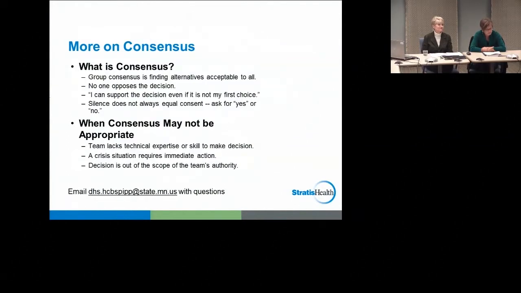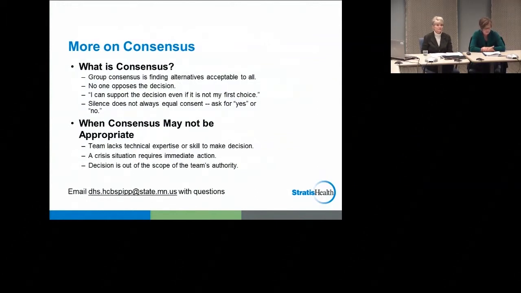It's important to note here that silence does not always equal consent or assent. And so if you're using a consent approach where you want every team member to say, yes, I support this, even if it's not my first choice, you need to ask each team member for their yes or no vote.